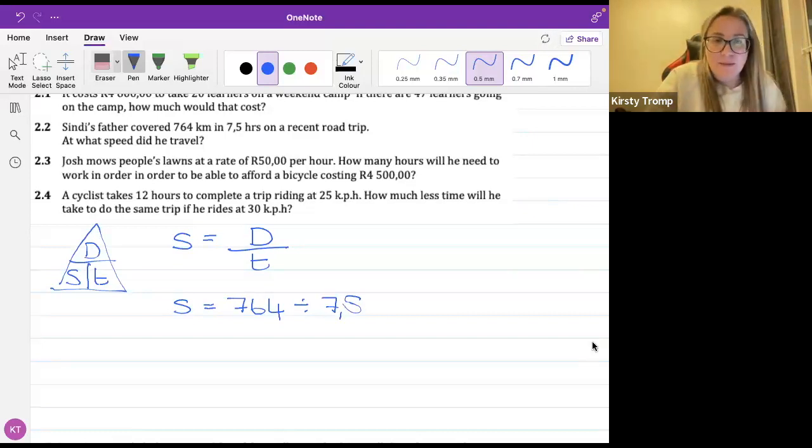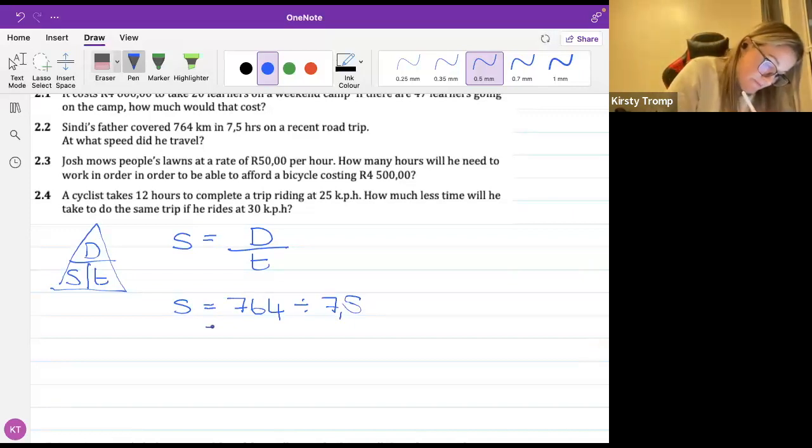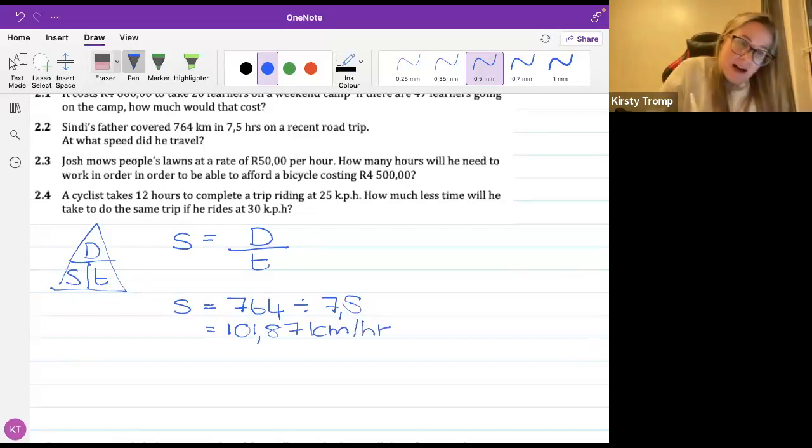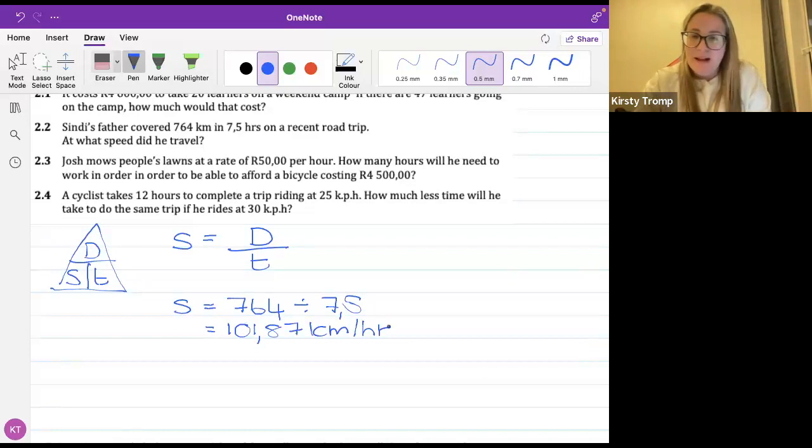And I see I have some hands up here. Tummy, tell me, what is my speed? Hi, ma'am. What did you get? Ma'am, I got 101.87 kilometers per hour. 101.87 kilometers per hour. Well done. Thank you so much for helping me out there. All right. Well done, guys.